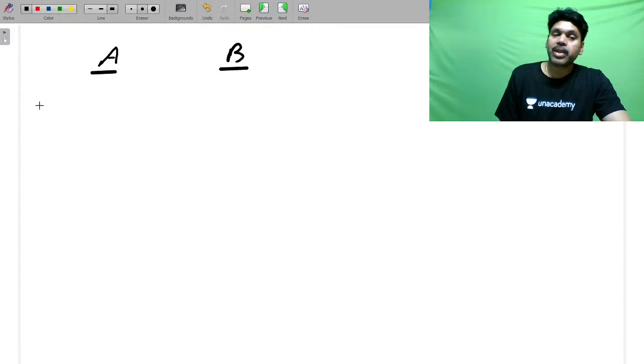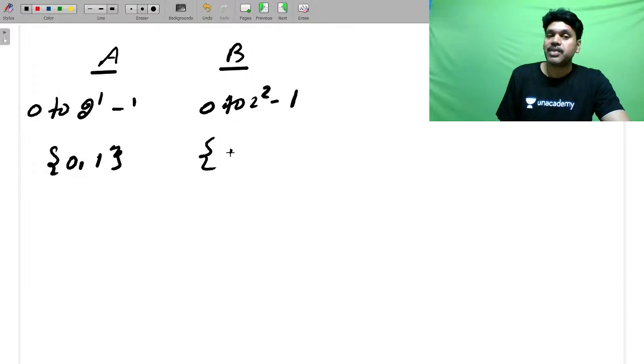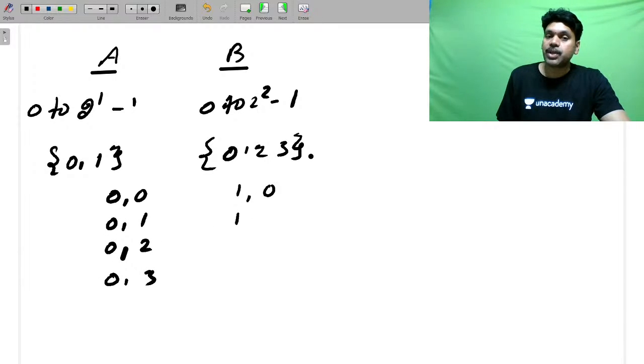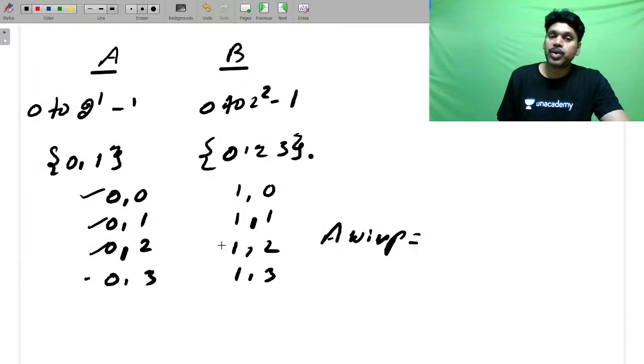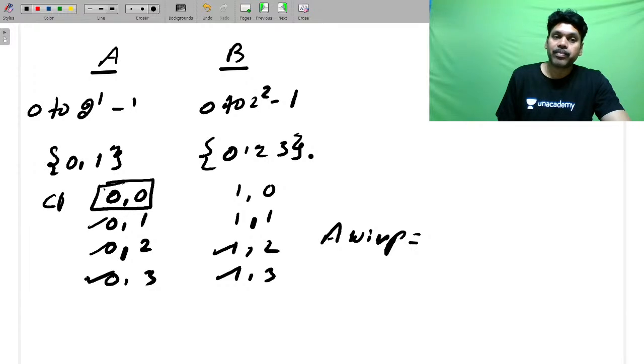A and B: 0 to 2 power 1 minus 1, which is 0, 1, and 0 to 2 power 2 minus 1, which is 0, 1, 2, 3. So if you list the chances: 0 0, 0 1, 0 2, 0 3, 1 0, 1 1, 1 2, 1 3. A winning probability, how many chances? 1, 2, 3, 4, 5. So the first one is a collision because both waiting times are 0. This is a collision and this is also a collision.